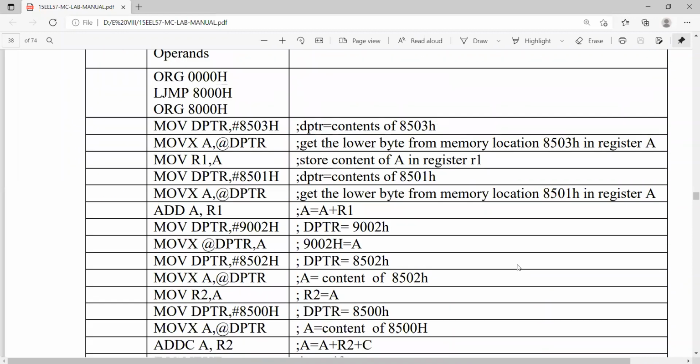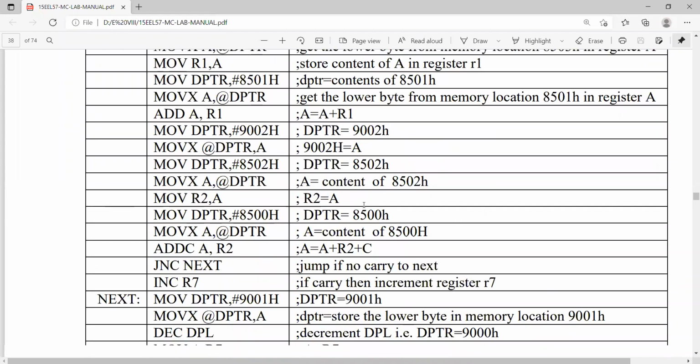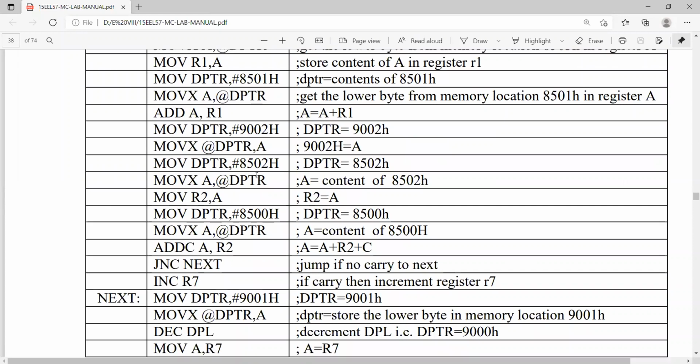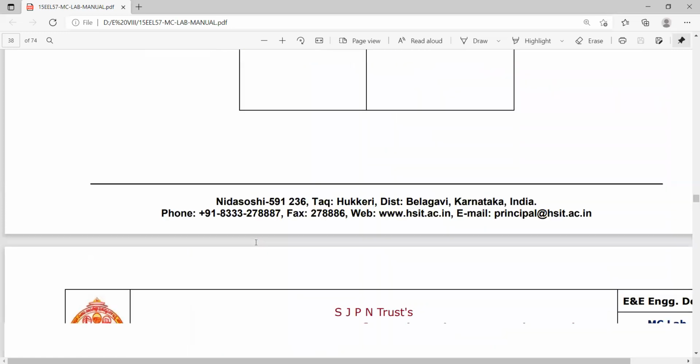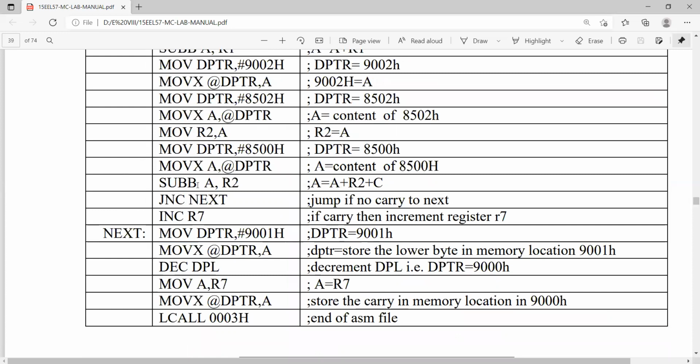So in the 16-bit addition, first we can add the first 2 numbers. Later, for the addition of the higher bytes, you can use addition with carry. Addition with carry instruction you can use. Similarly, in the 16-bit subtraction, you can use subtraction both without borrow or with borrow. Without borrow means the borrow is 0.